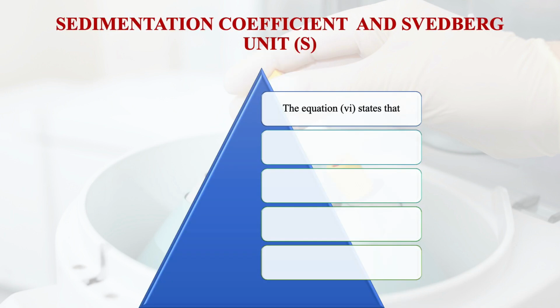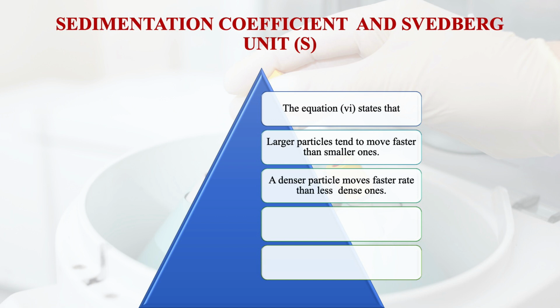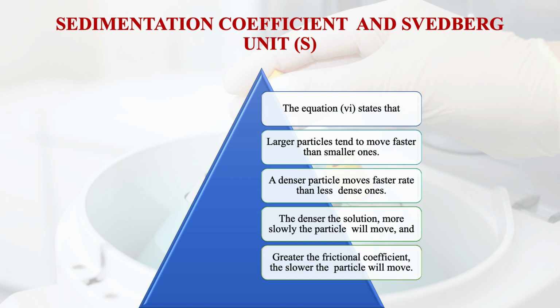Now equation 6 states that large particles tend to move faster than smaller ones. Denser particles move at a faster rate than less dense ones. The denser the solution, the more slowly the particle will move, and the greater the frictional coefficient, the slower the particle will move. It means large dense particles sediment first as compared to less dense particles. If the solution density is higher, the particle will move slowly, and if the frictional resistance is greater, the particles will also move slowly. So this is the basic principle of centrifugation.